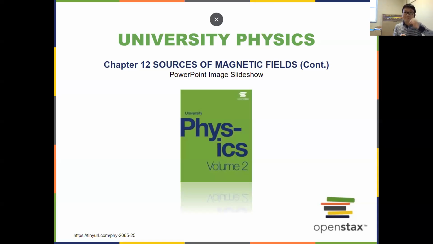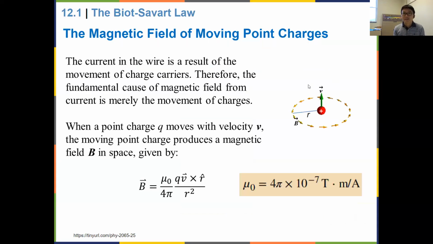All right, welcome back. So we'll still be talking about sources of magnetic field in chapter 12 today. So first, quick review. Last time we talked about the Biot-Savart law, for every magnetic field that is actually produced by moving charges, which is current.